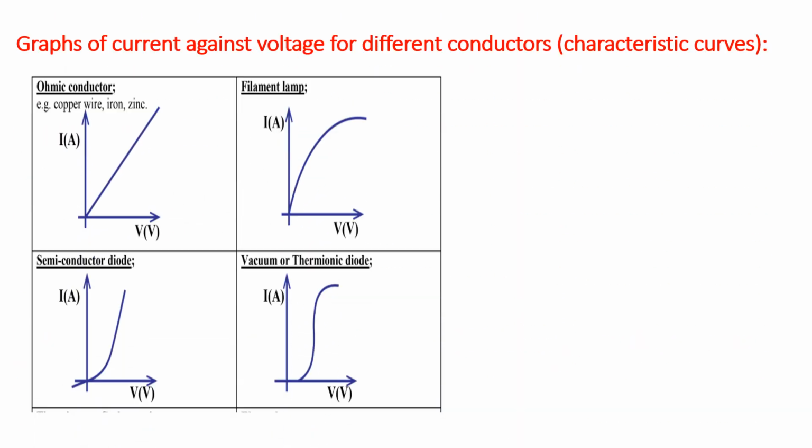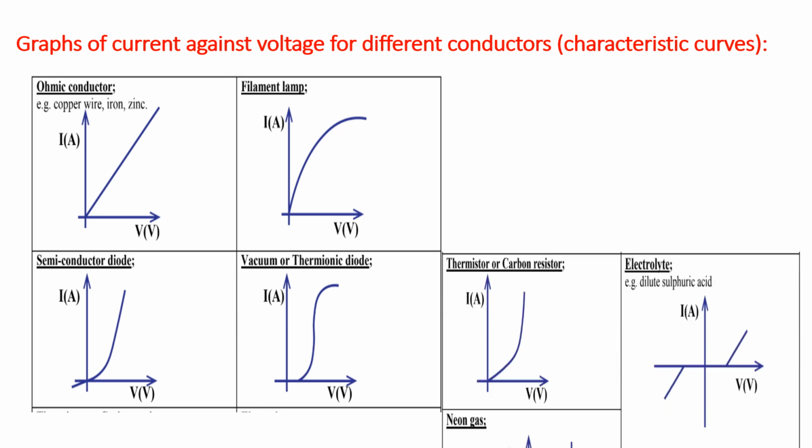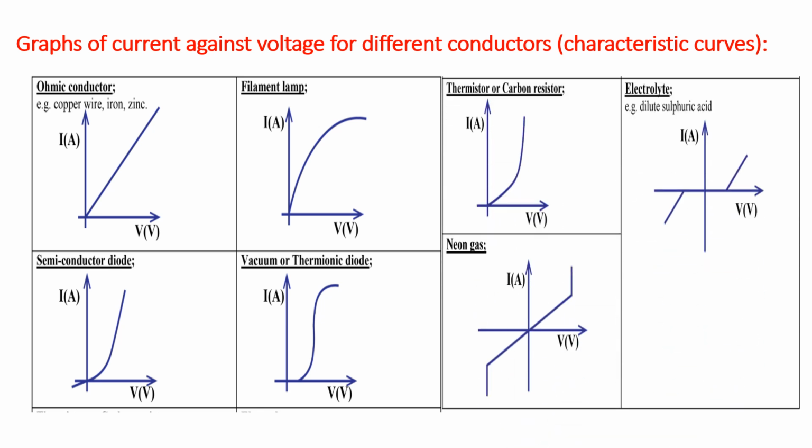So some of the graphs are here. Take your time, observe them very well. Ohmic conductors, copper wire, zinc, we have a straight line through the origin. Filament: current increases with increased voltage until it's maximum, and then starts to decrease. Semiconductor or diode: increase, then they maintain steady voltage as current increases. As you can see, a thermistor behaves like a semiconductor diode. Neon gas: negatives and positives are variations in the voltage and current. Then electrolytes. So neon gas and electrolytes do have the same property.